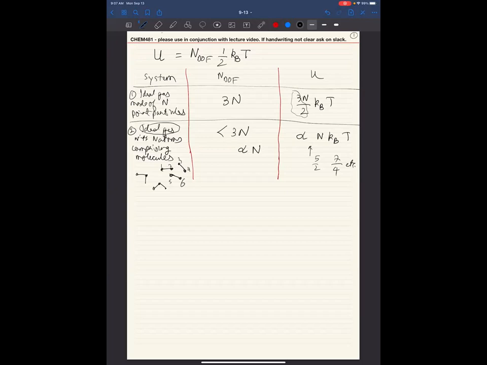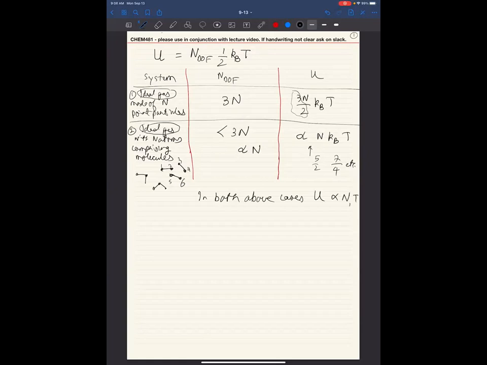However, I will point out material to you where it is demonstrated how to calculate the number of degrees of freedom. The thing to keep in mind, if it's ideal, the number of degrees of freedom is going to be proportional to n, one way or the other. In both above cases, U of the full system is proportional to n and it's proportional to T, okay?